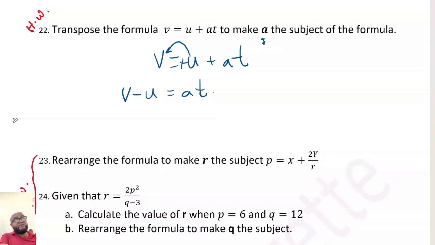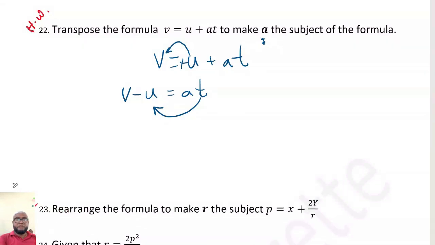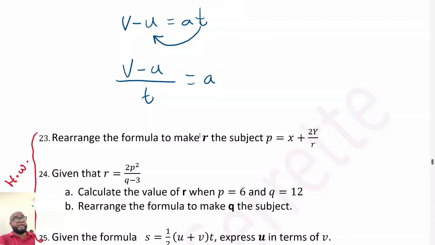So you want to make A the subject. So what do we need to get rid of now? T. When we carry T here, what do we do with it? Divide. So this is going to be V minus U divided by T is equal to A. Is A now the subject of my formula? Yes. A is on one side by itself, so it is the subject. This is homework, right? Yeah, go ahead now.